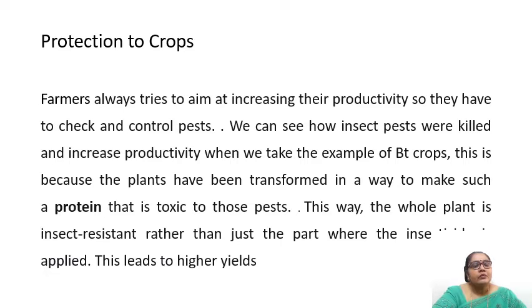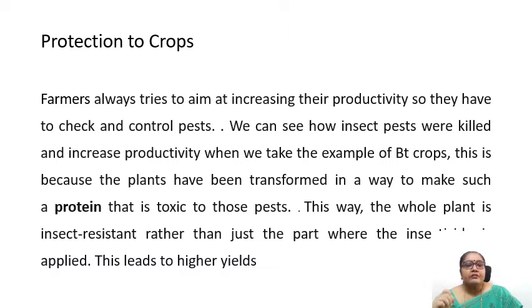Then moving on to the further concept of protection to crops. Farmers always try to increase their productivity. To do that, one, he has to see to it that he gets a good crop. Two, once he has got the crop production, it is necessary for him to check and protect it from pests. So we can see how insects or pests are killed so that there is an increase in productivity.